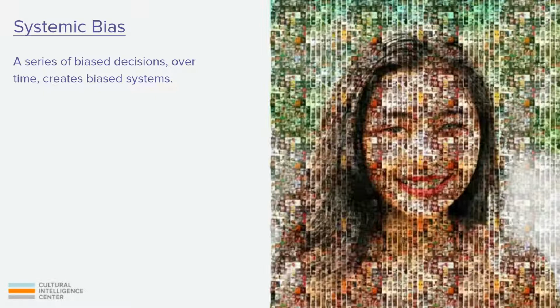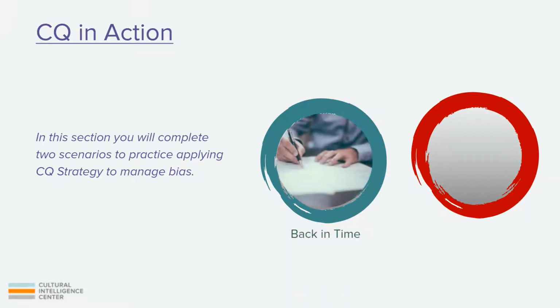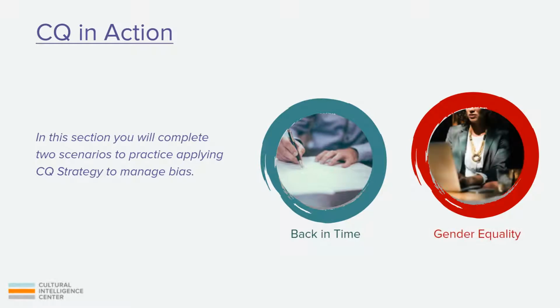If we can see the system, we can work to modify that system itself to ensure everyone has equal opportunity to contribute and share their talents. CQ strategy helps us all consider a broader perspective, going beyond overly simplified stereotypes to develop a more nuanced understanding of what's going on in a situation. Let's start with two real-world scenarios to practice culturally intelligent responses to bias.